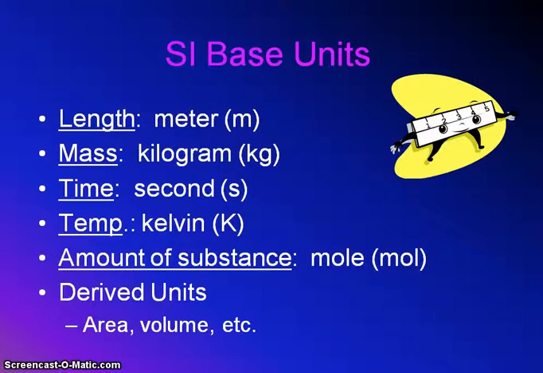The next one is the amount of substance, which is called a mole, and this one we'll use a lot throughout chemistry. Now, when you combine these base units, you can get a derived unit. For instance, area would be multiple types of lengths being multiplied together, and the same type of thing with volume. So a derived unit is just a combination of these base units.